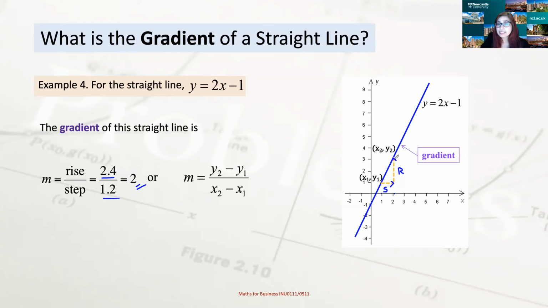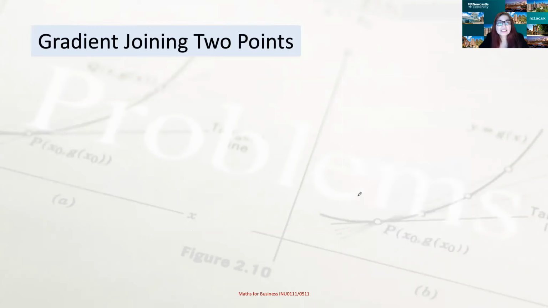You can also say that m is nothing but the change in y value, y2 minus y1, divided by x2 minus x1. Please be careful. You always take either y2 minus y1 and x2 minus x1, or y1 minus y2 divided by x1 minus x2. You can't do y2 minus y1 and then x1 minus x2. It's always in the same order. You either choose point 1 first or point 2 first, but the order should be the same. Okay, so the gradient is 2. This is how you figure out the gradient.